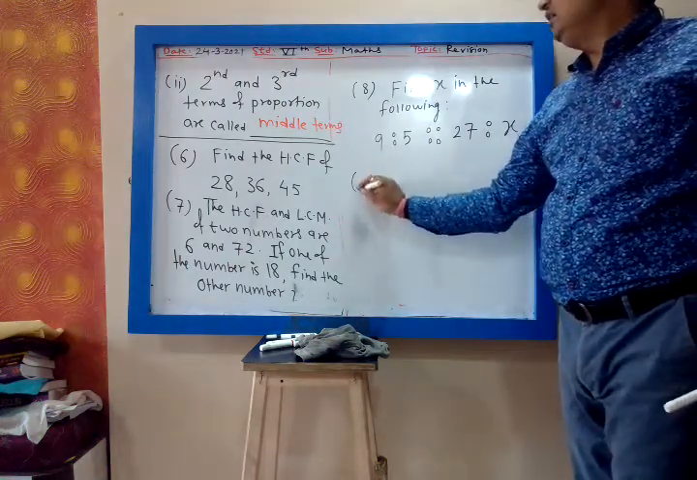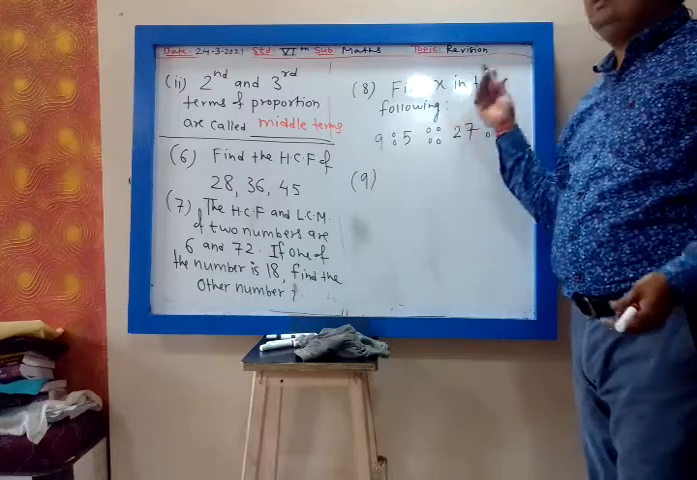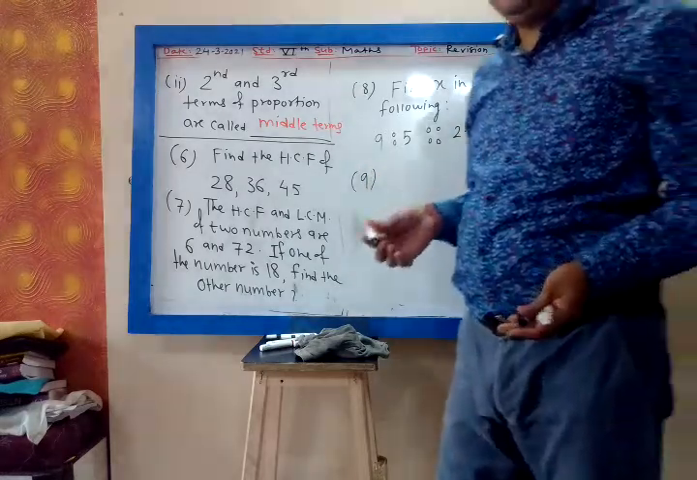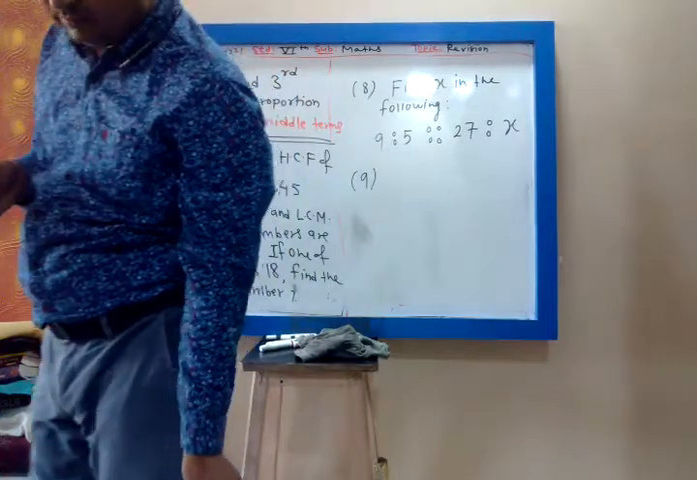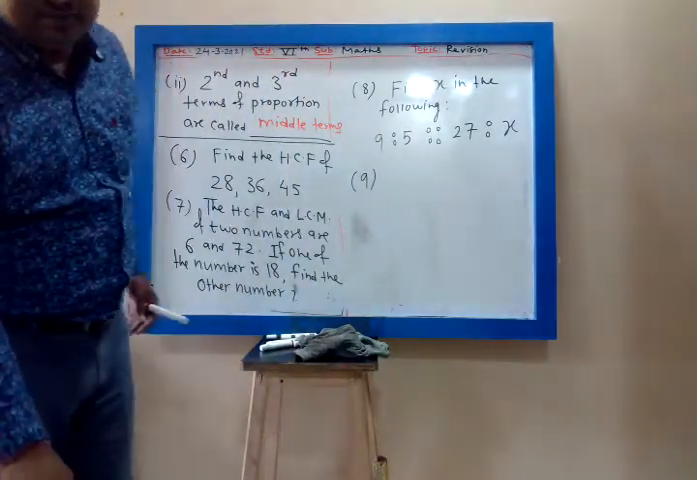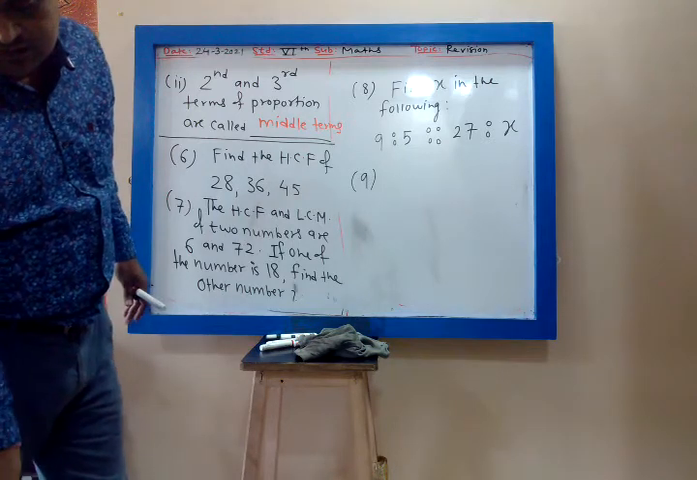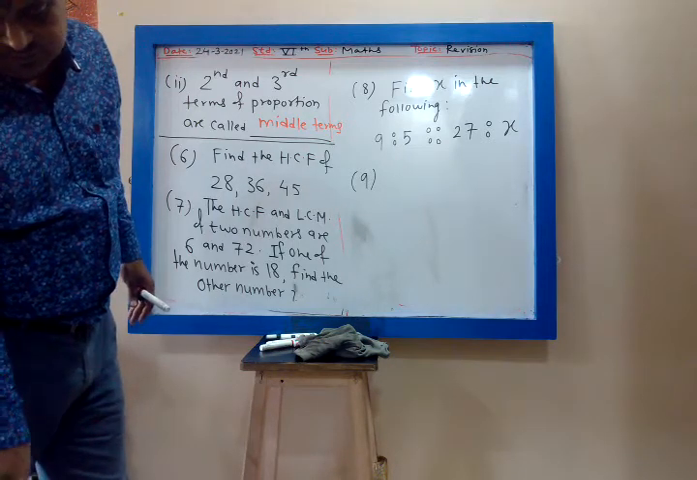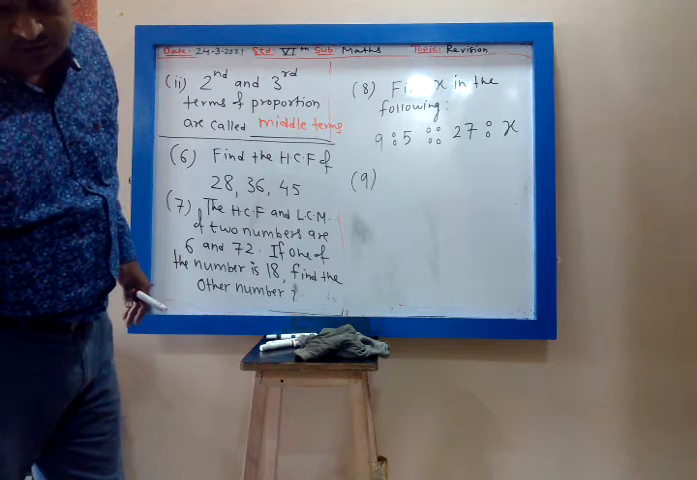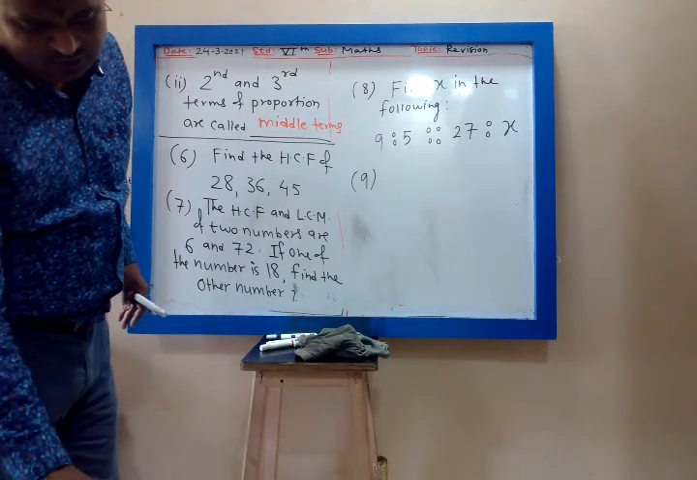Then 9. No, I have already explained, my dear. How many times will I explain? We have already explained. That you decide, no? By seeing the question you are not able to make out.